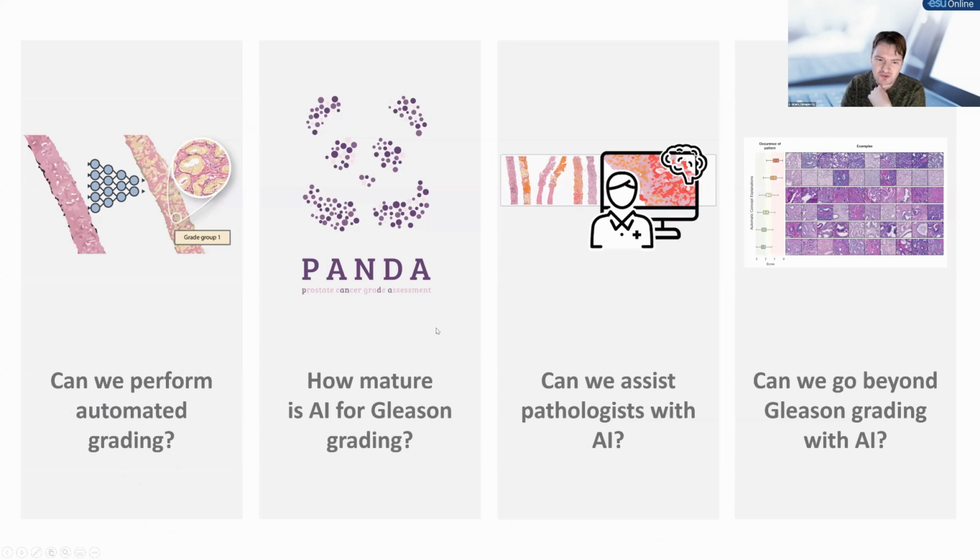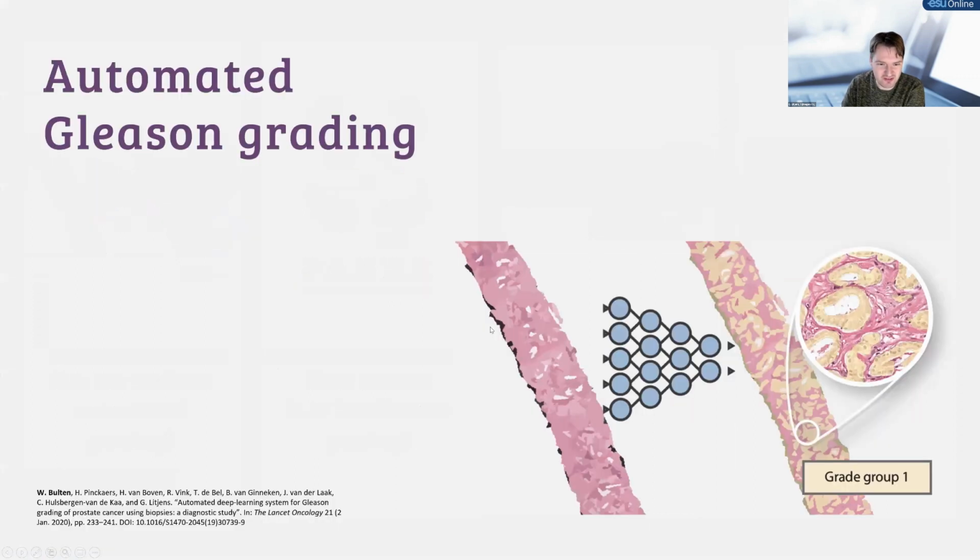Then we wanted to see how mature in general is AI for Gleason grading. Is this just a point solution that one group in the world can do, or is this something that you can actually replicate at different sites across the world? And once you have these AI systems, how can we actually help pathologists with these AI systems? And at the end, can we actually do better than our current Gleason grading solutions with AI? And the work I'll be presenting today was mostly done by my 2 PhD students, Wouter Bult and Hans Pinkas, whose work I will be referencing a lot during this presentation.